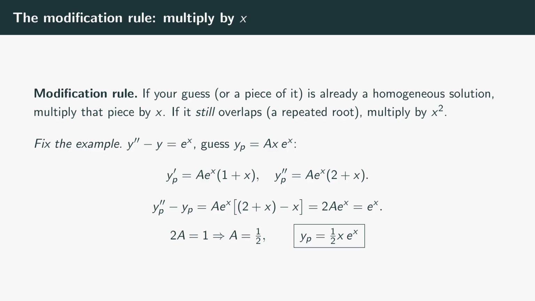Substitute into y'' minus y, the x terms cancel, and you are left with 2a e^x. Set that equal to e^x, so 2a equals 1 and a is 1/2. The particular solution is 1/2 x e^x. The extra factor of x lifted the guess out of the homogeneous family and let it survive the operator. Same idea, by the way, as the repeated root x we met last episode.